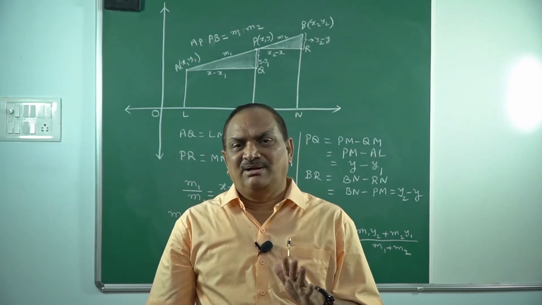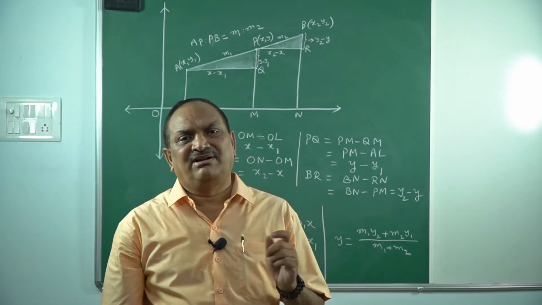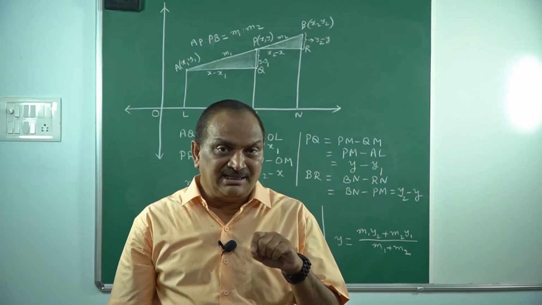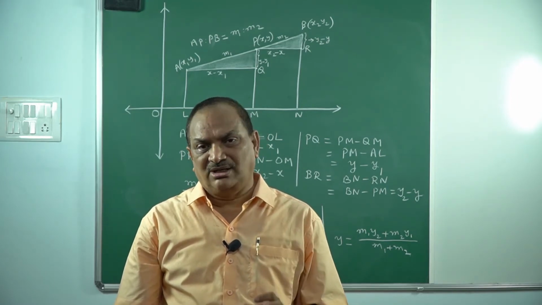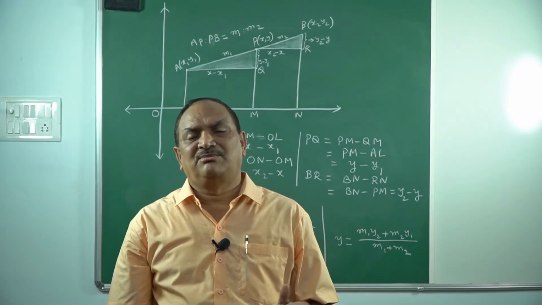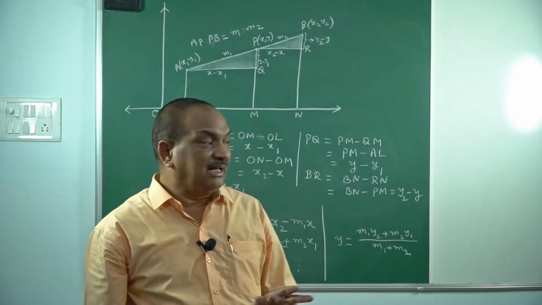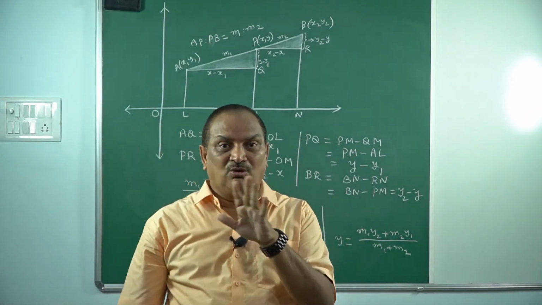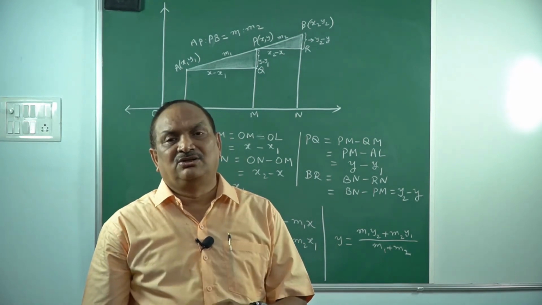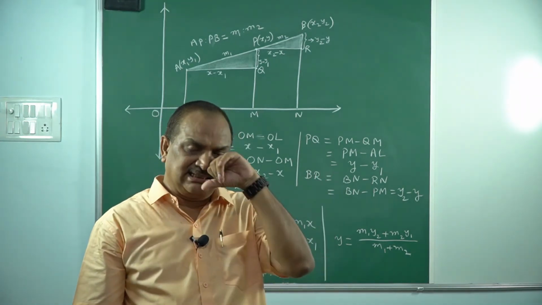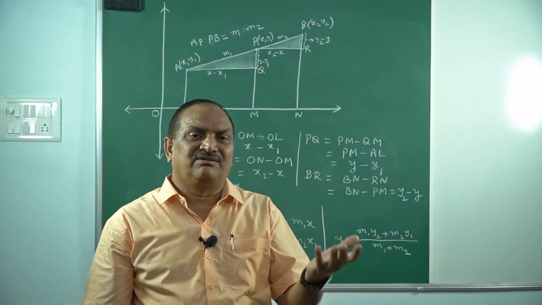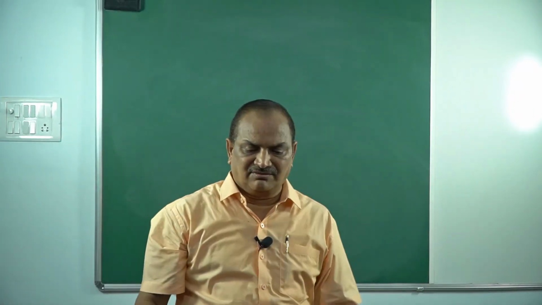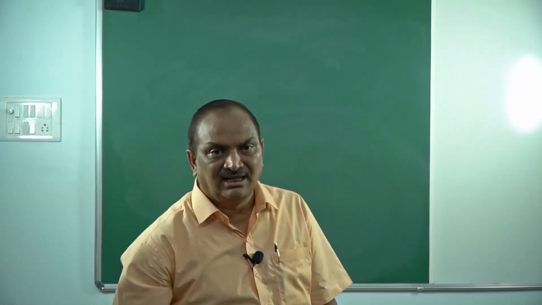I repeat this. You are given a line segment and the end points are given. If A(x1, y1) and B(x2, y2) are the end points of the line segment, the coordinates of the point P which divides this line segment in the ratio m1 is to m2 are m1x2 plus m2x1 by m1 plus m2, comma m1y2 plus m2y1 by m1 plus m2. So we are getting the coordinates of P. The whole exercise is for that. To determine P, we have done the whole exercise using m1, m2, x1, y1, x2, y2. That's it.